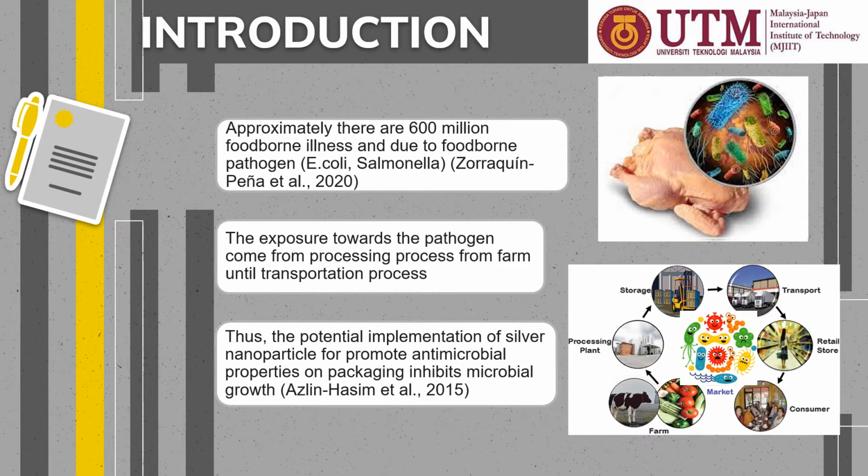This brings to the real reason on why we use plastic. Basically, approximately there are 600 million foodborne illnesses due to foodborne pathogens such as E. coli and Salmonella. However, this exposure comes from the processing from farm until the transportation process. And to counter this problem, silver nanoparticle is a potential application to be implemented on the plastic packaging in order to promote antimicrobial properties as well as inhibit the microbial growth.